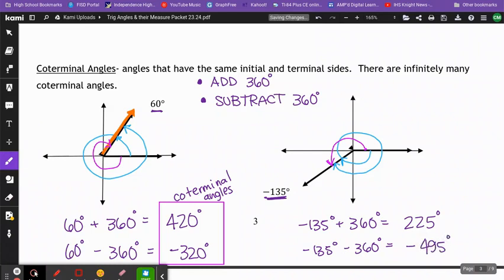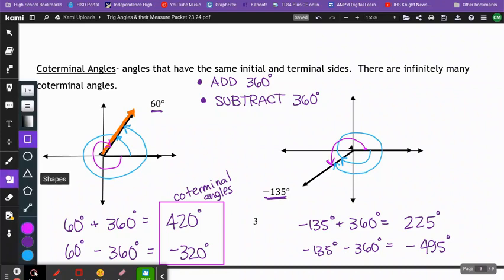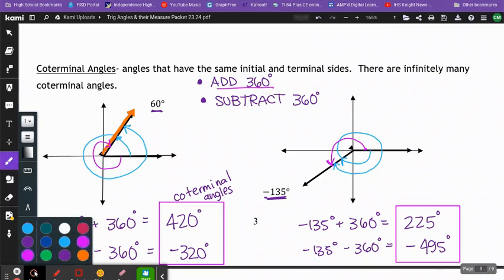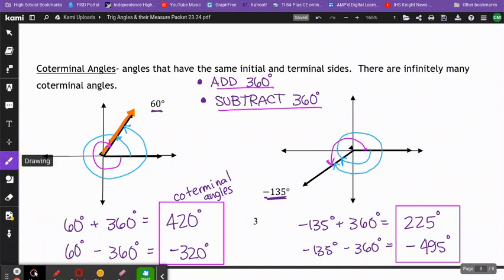So really what you need to know in order to find coterminal angles is you take the angle that they give you and you're going to add 360 and then you're going to subtract 360 and you're going to tell me those two angle measures are coterminal angles. These two that I just found are coterminal with negative 135. Coterminal meaning they land at the same ending side. All right.